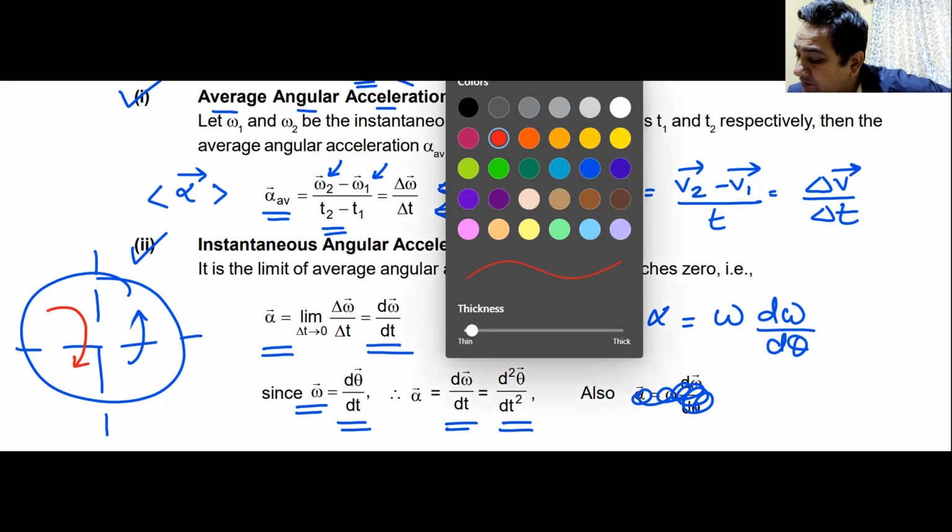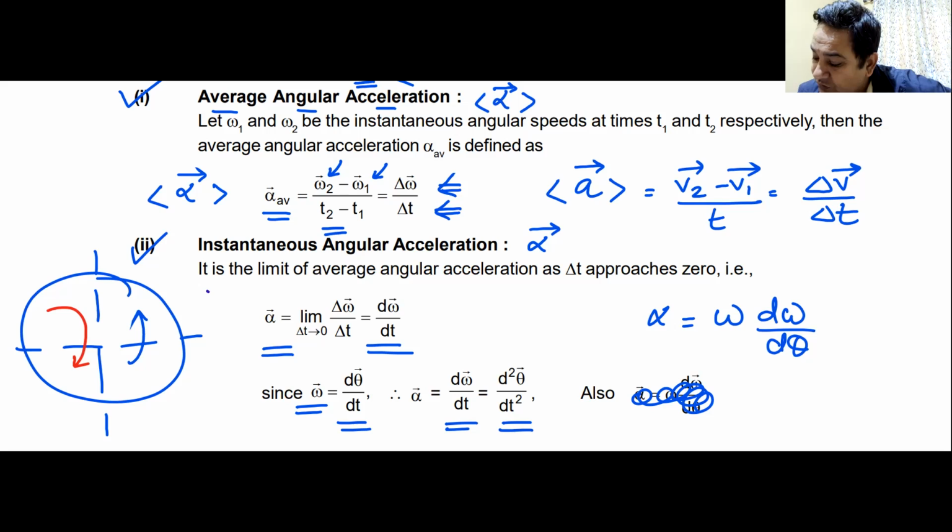This blue direction is known as anti-clockwise. Oops, I've used the wrong color. Okay. This blue direction is known as anti-clockwise, and if I talk about signs, this anti-clockwise would be positive. Why would this anti-clockwise be positive? Because this anti-clockwise is along positive z-axis.